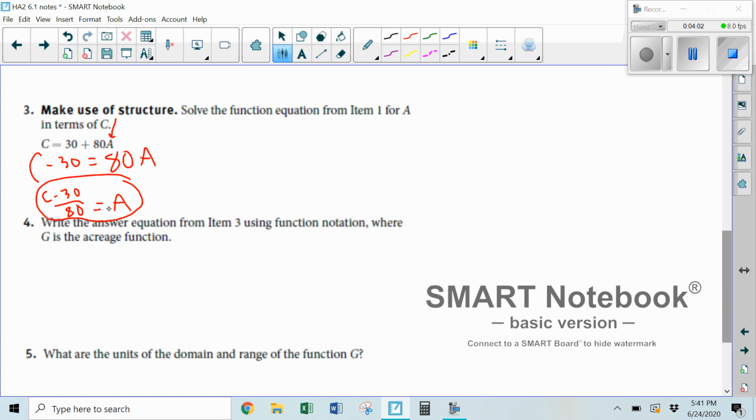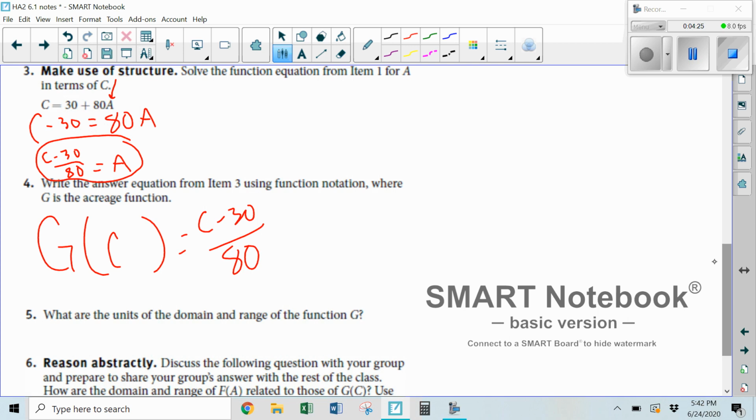Number 4, write the function from item 3 using function notation, where G is the acreage function. So function notation is G of something. What's our variable? It's C. So G of C equals C minus 30 over 80. What are the units of the domain and range? What's my input? My input is now C, which is the cost in dollars. And my output is A, the number of acres.